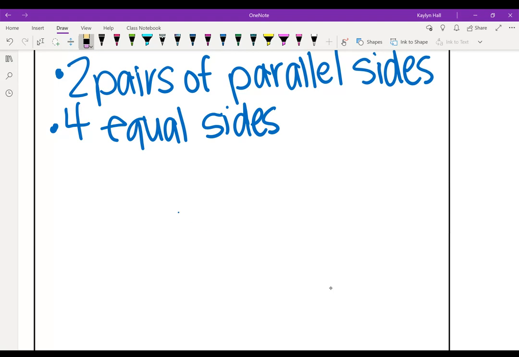I can't really draw a rhombus. I'm trying really hard. All right, that's better. Okay, so this side is equal to this side, is equal to this side, is equal to that side, but none of these are 90 degrees. They're all less than 90 degrees.